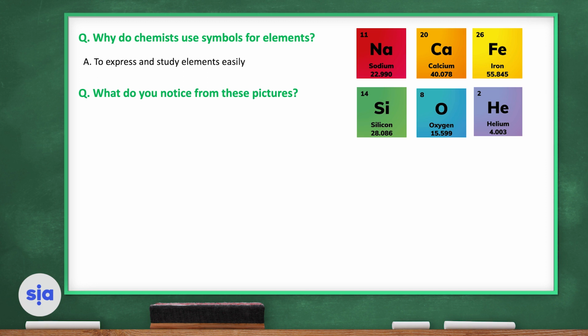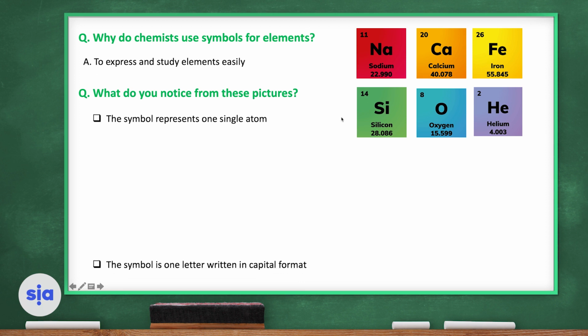And what do you notice from these pictures? Yes, they are colorful, of course, but what do you notice from these pictures? The symbols represent one single atom. So if I'm talking about this, this is an atom of the element sodium. If I'm talking about this, this is an oxygen atom of the element oxygen.